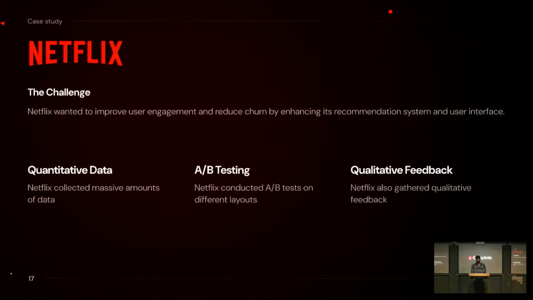They also did A/B testing. In A/B testing, they tested a lot of UI layouts, thumbnail designs, and recommendation algorithms to see which version led to the highest retention rate and user satisfaction. Qualitative data: Netflix gathered qualitative data through user surveys and focus groups to understand user preferences and pain points. This feedback helped them refine the user interface and experience much better.